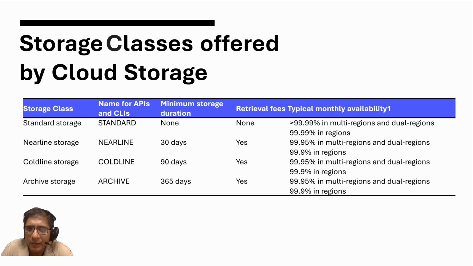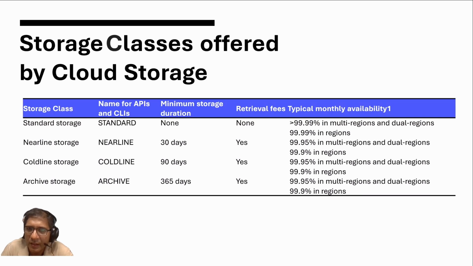Going down from here, you have nearline, where there is a 30 days minimum commitment. Besides that, there is a retrieval fee. So they expect that you are not going to retrieve this data more than once in 30 days. Next is coldline, which is 90 days. Again, here the retrieval fee is there. So you will not retrieve the data more than once in 90 days. Same is for your archival storage.